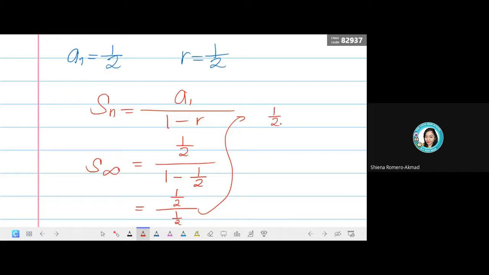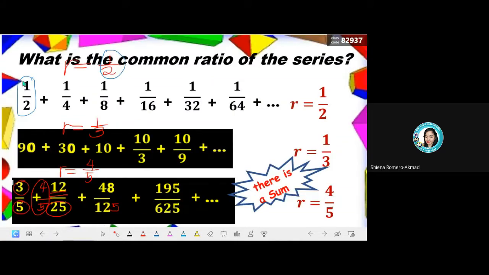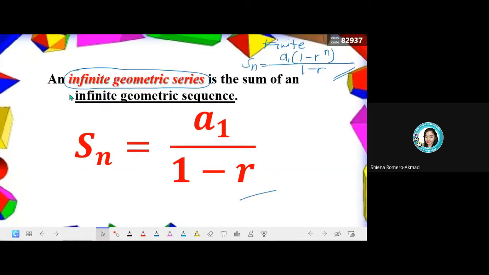So, 1 half, copy the numerator, multiply it to the reciprocal of the denominator. The reciprocal is 2 over 1. Cancel this out. This is 1, this is 1. 1 times 1 is 1, 1 times 1 is 1. Therefore, the sum of infinity is equal to 1. So, ito yung sinasabi ko sa inyo kanina na itong klase ng sequence na to, ito yung nandun sa papel. Dun sa activity kanina.